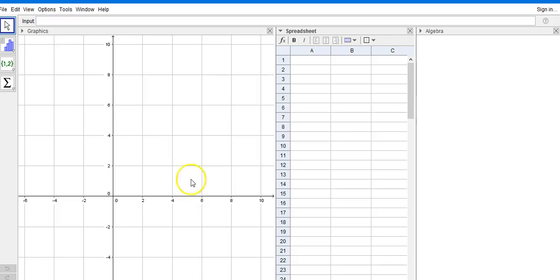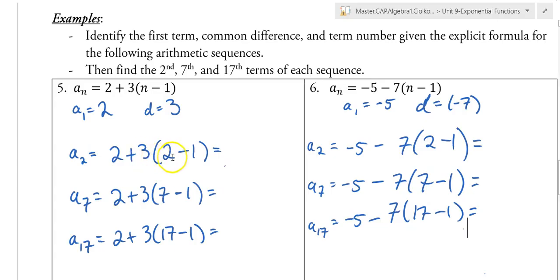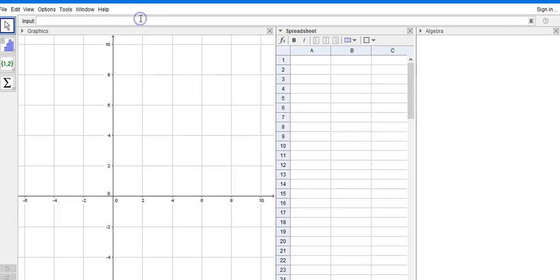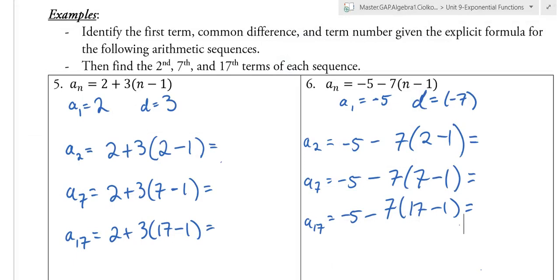Sorry about that, changing my laptop around. So we had 2 plus 3, parenthesis, 2 minus 1. So in my input bar, 2 plus 3, parenthesis, 2 minus 1, and we get our answer. It shoots out my 5. Key idea is you have to put those parentheses in there, otherwise it will do it in the wrong order.